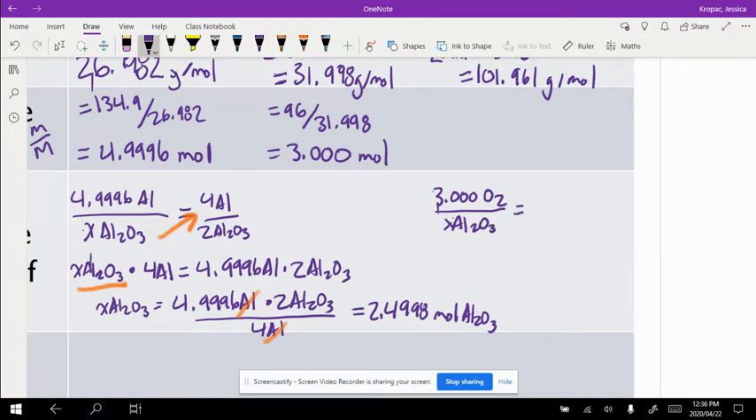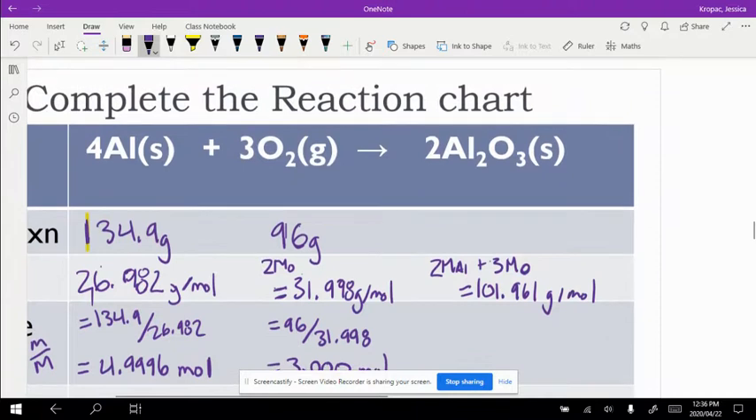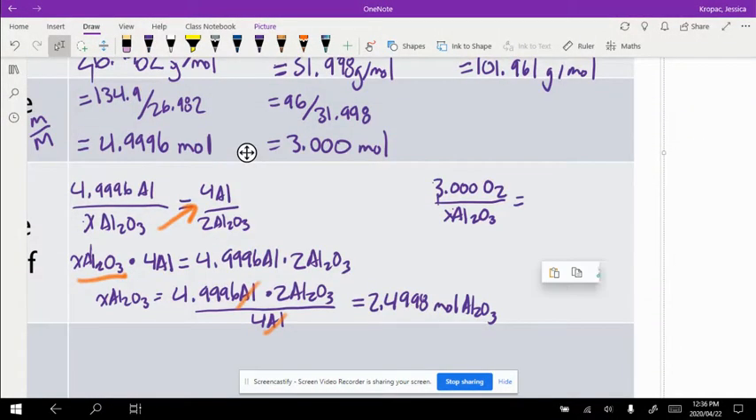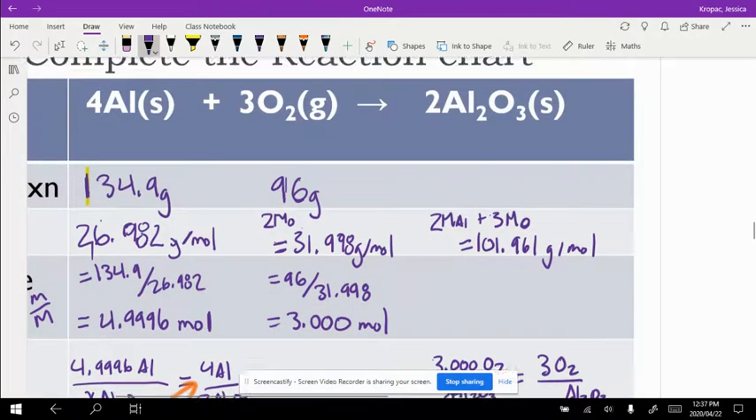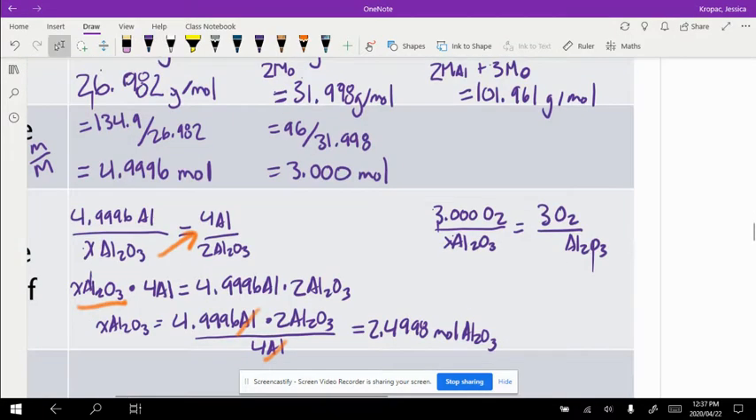All right, I'm going to look at my balanced chemical equation and use my coefficients. If I scroll up, there is a 3 in front of oxygen. Notice both the oxygens are on the top, and aluminum oxide is going to be on the bottom here. I see a 2 in front of aluminum oxide. It is not a 1-to-1 ratio, so I'm going to have to cross multiply.